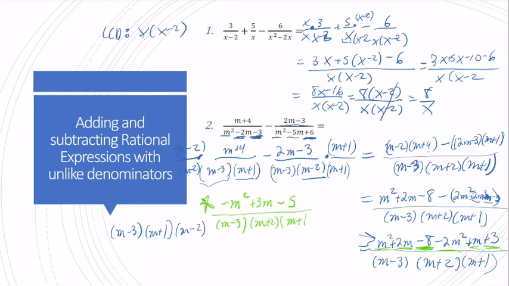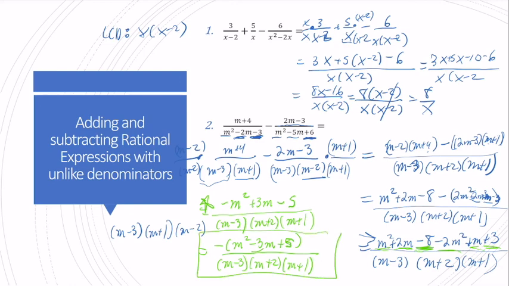Well, I don't like negative leading coefficients, so I'm going to go ahead and factor that out. So I have negative (m² - 3m + 5) all over my denominator. And I think, okay, can I factor my numerator? Are there any factors of AC, which is 5, that add up to 3? The answer is no. So my rational expression is fully simplified.